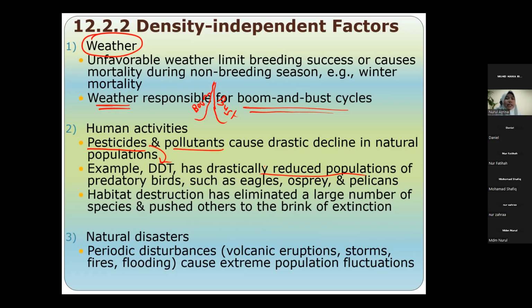Okay, human activities also cause destruction of habitat and eliminate large number of species, and sometimes can cause one species to the brink of extinction. Okay, right. So factor number 2, human activities. And factor number 3 is natural disaster. So natural disaster is periodic disturbances, right? Like volcanic eruption, flooding, storm, fire. So when this natural disaster takes place, it can also cause extreme fluctuation and changes of population growth and size. Okay, so these are density dependent and density independent factors.